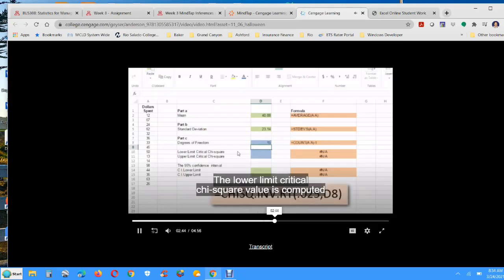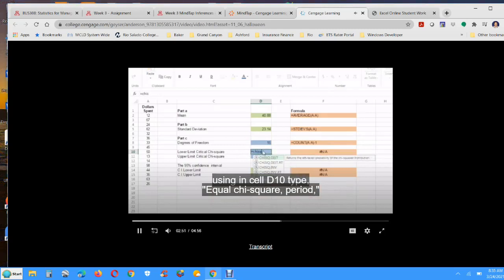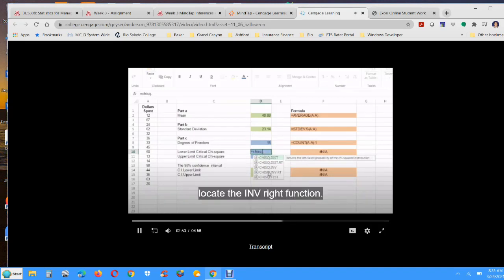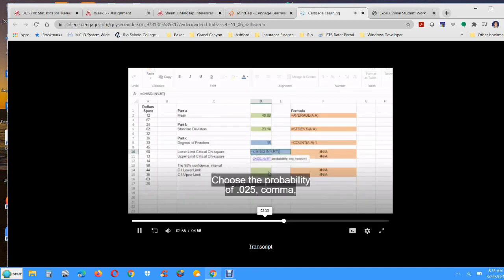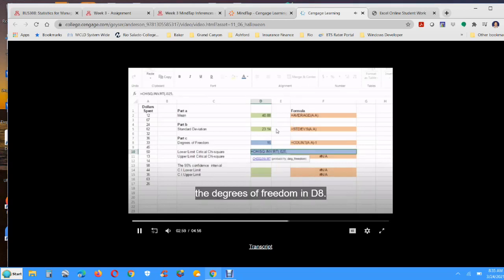Associated degrees of freedom, using in cell D10, type equals CHISQ.INV.RT, locate the INV.RT function, choose the probability of 0.025, comma, the degrees of freedom in D8. All right, so let's do that on ours.